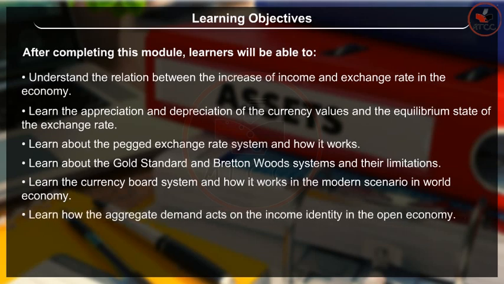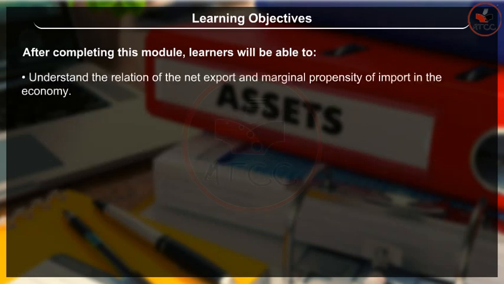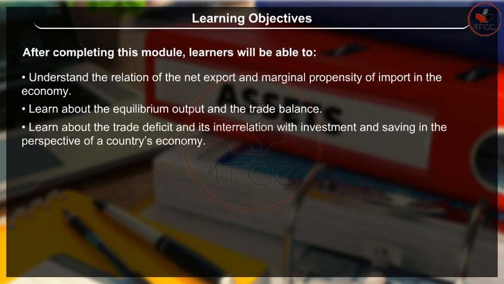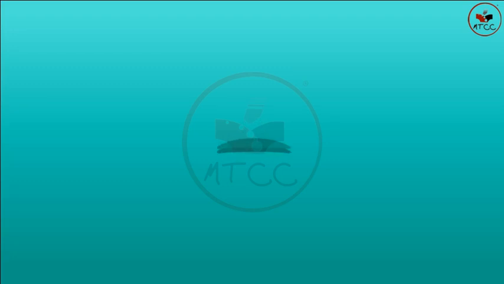Learn how aggregate demand acts on the income identity in the open economy. Understand the relation of net exports and the marginal propensity to import in the economy. Learn about equilibrium output and the trade balance. Learn about the trade deficit and its interrelation with investment and saving from the perspective of a country's economy.